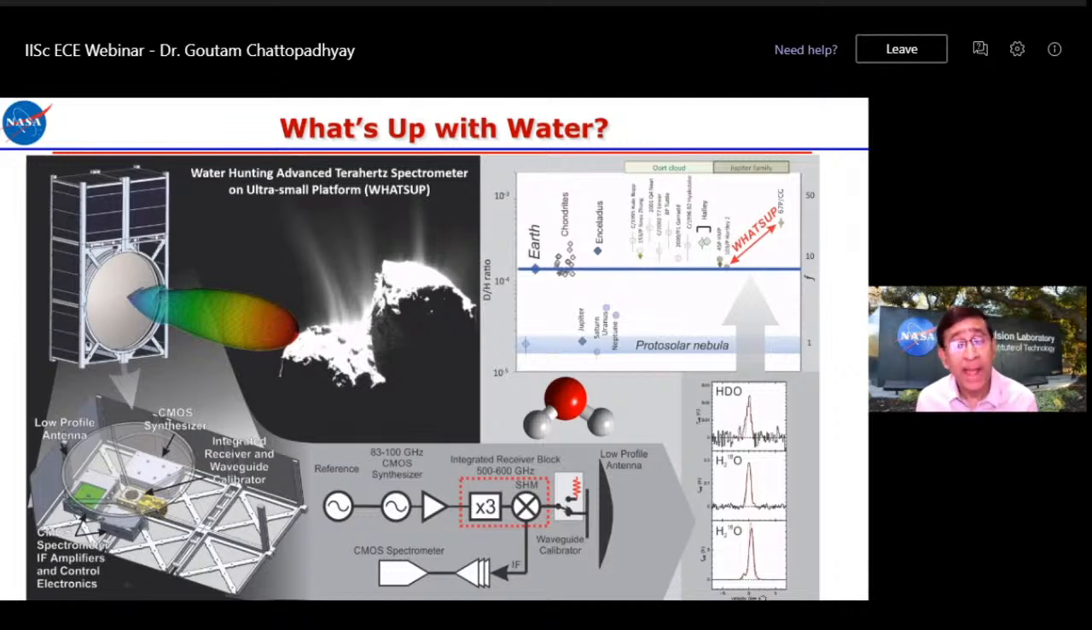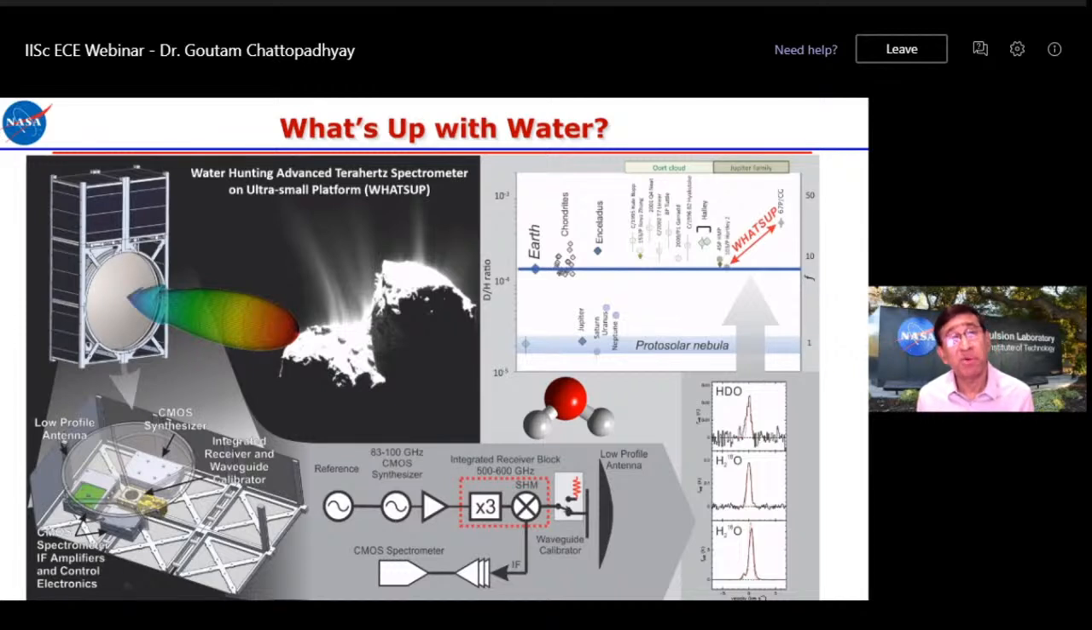What's up with water? That's why we are building an instrument in a CubeSat. CubeSats are shoebox-sized satellites. I'll talk more about it. We are building an instrument that is very low power and low mass, because whenever you are building an instrument for space, the main drivers are power and mass. Every kilogram of mass that we launch costs a huge amount of money, and the available power is very low. So you have to build an entire instrument which should draw hardly any power.